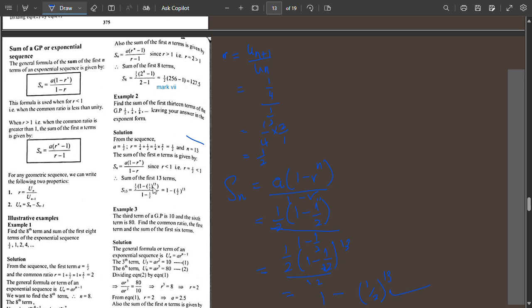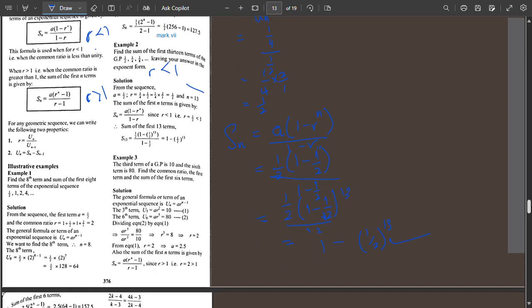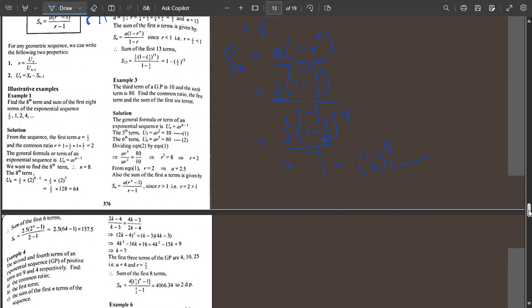So if you don't understand this, just know that we use this formula instead of this formula because r is less than 1. When r is less than 1, we use this one. When r is greater than 1, we use this side. So that is it for this question. Let's try question 2.